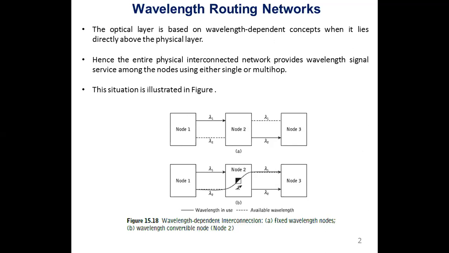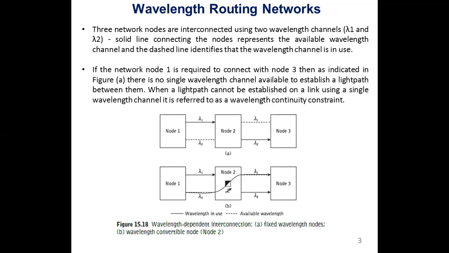Now in diagram 2, you can see that the signal on lambda 2 is between node 1 and node 2. And also lambda 2 between node 2 and node 3 is in use. Therefore, this signal between node 1 and node 2 cannot be transmitted using lambda 2 between node 2 and node 3. Therefore, we need a wavelength converter at node 2 which can convert lambda 2 into lambda 1. Okay? So diagram B is basically showing us a node which is a wavelength convertible node.